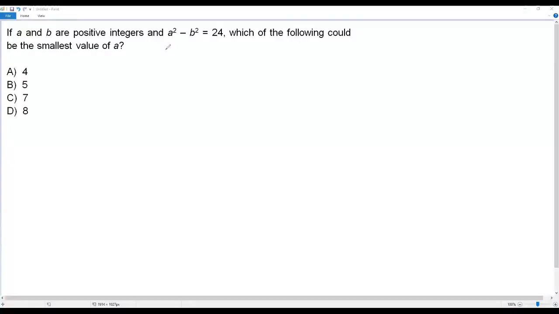Here we have a SAT math question. Okay, let's go with the information. If a and b are positive integers and a² − b² = 24, which of the following could be the smallest value of a?